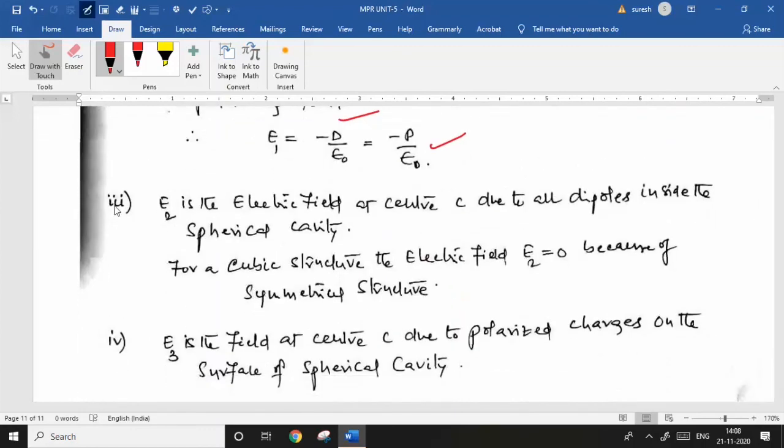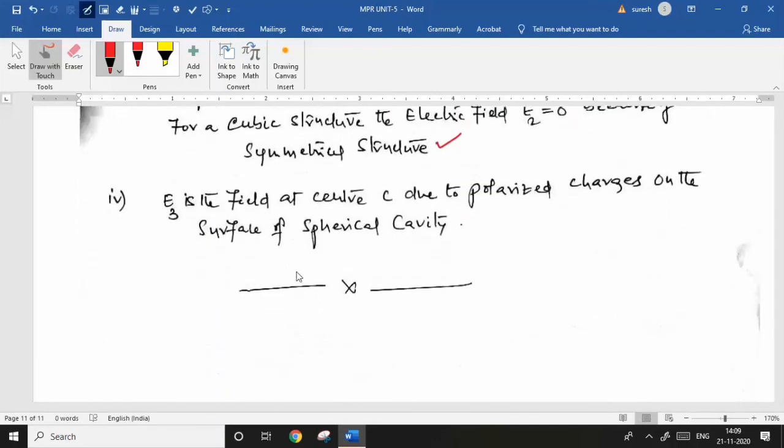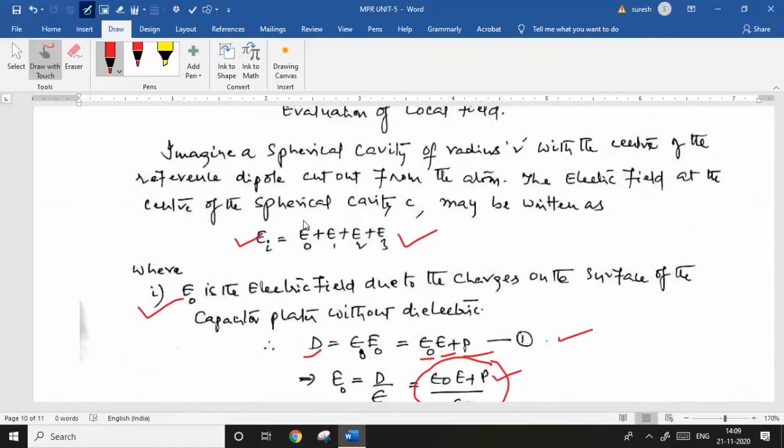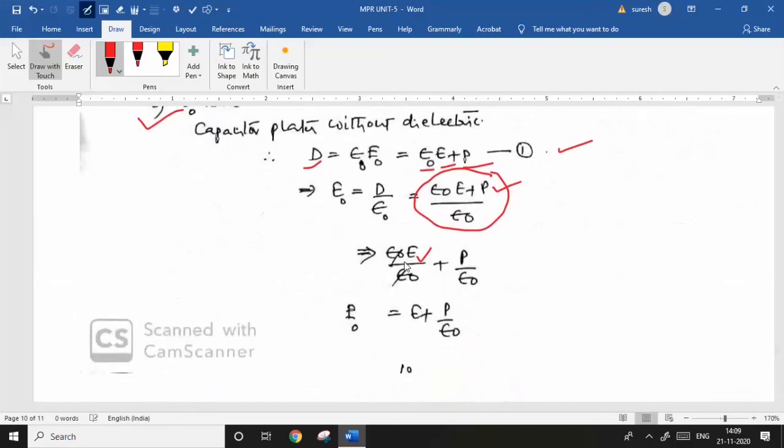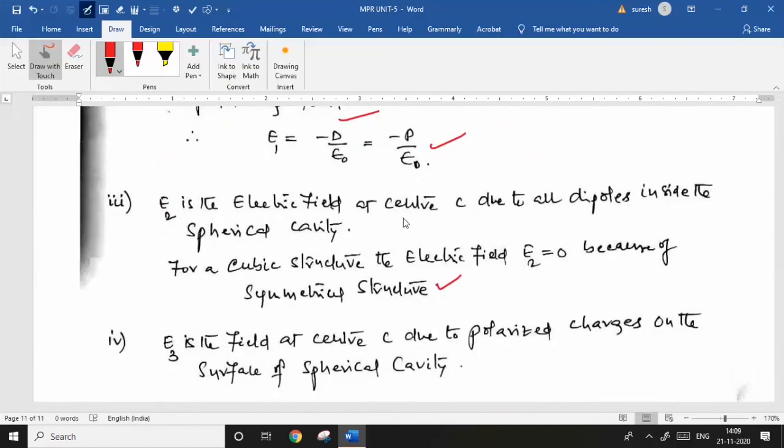And let me tell you the significance of E2. E2 is the electric field at center C due to all the dipoles inside the spherical cavity. And for a cubic structure, the electric field E2 is equal to 0 because it has a symmetric structure. Now, in the expression E0 plus E1 plus E2 plus E3, we get E2 equal to 0 because the dipoles exist in a symmetric structure. So the significance of E2 is over.